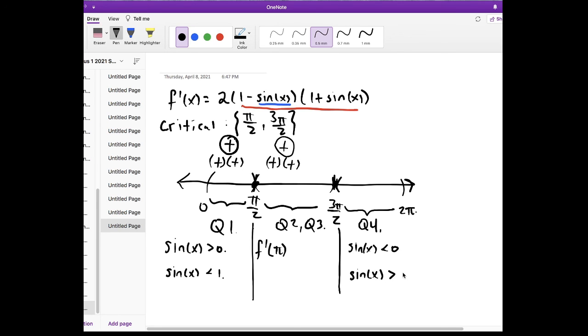Yeah, it's always going to be bigger than negative 1. Okay, so let's think about these. So 1 minus something negative is always going to be positive, right? The minus minus cancels. This is positive. Now, what about 1 plus sine? Is that positive or negative? Positive, yeah, because since sine is never bigger than or smaller than negative 1, this third term will never be negative.